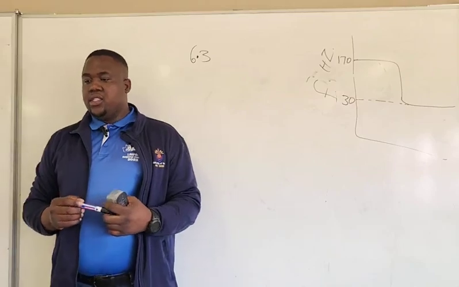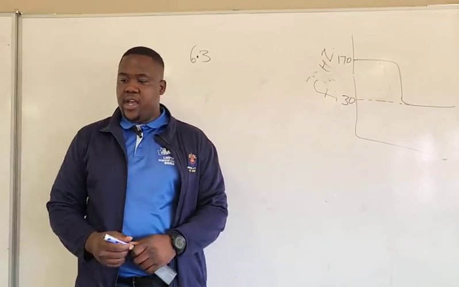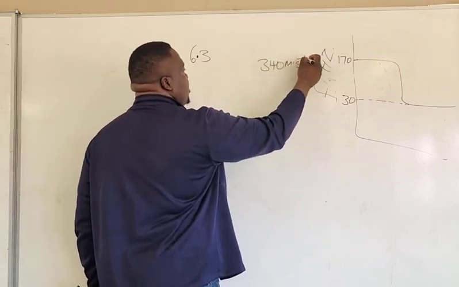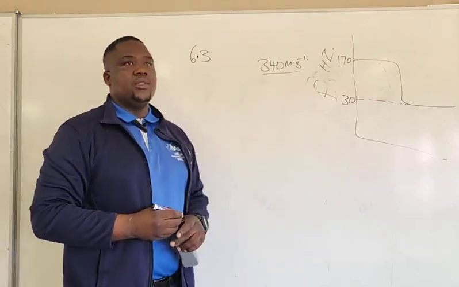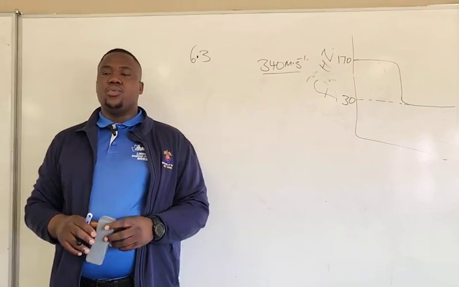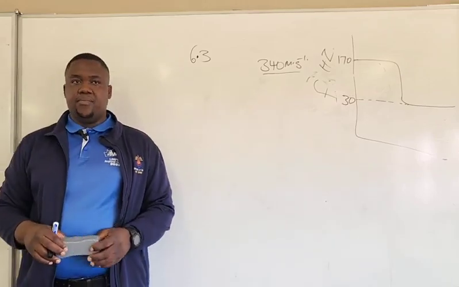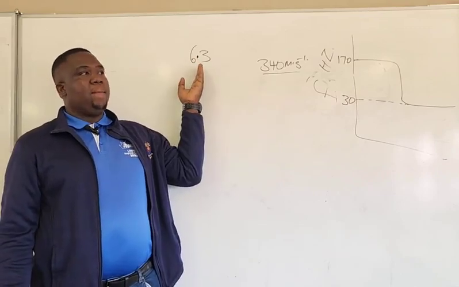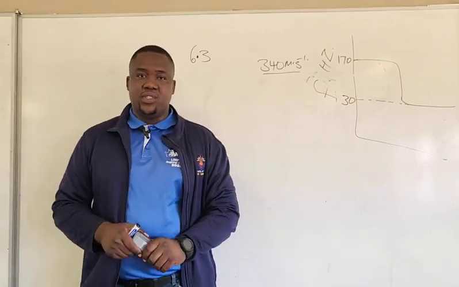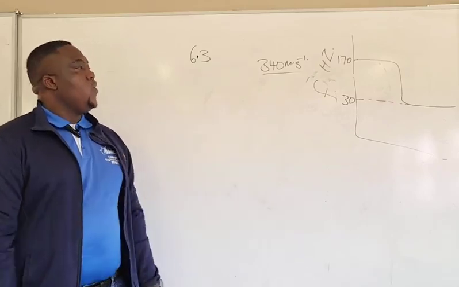6.3 says calculate the speed of the police car. Take the speed of sound in air as 340. So we are taking the speed of sound in air as 340 meters per second. So that's how we're going to move. Then they want us to calculate the speed of the police car. The police car is the sound source. So let us calculate that one.